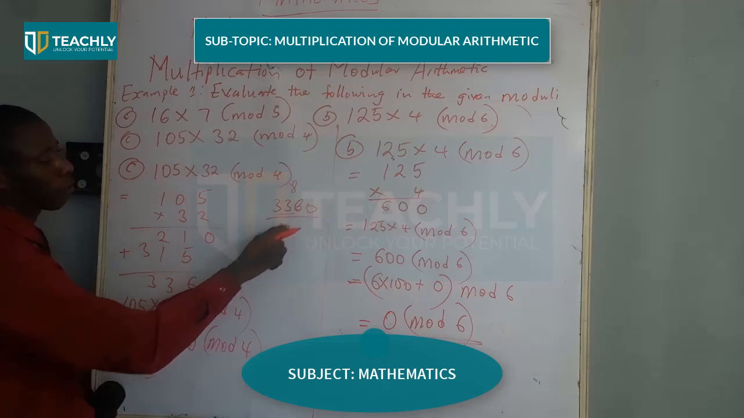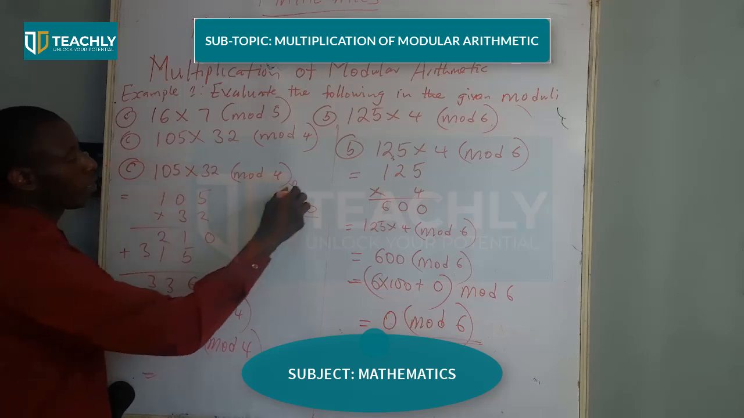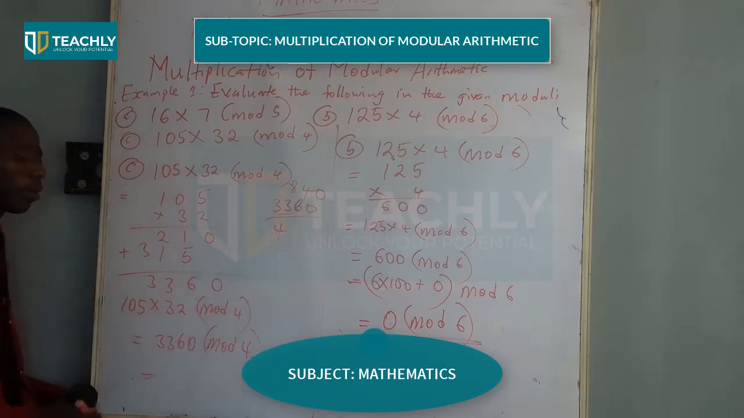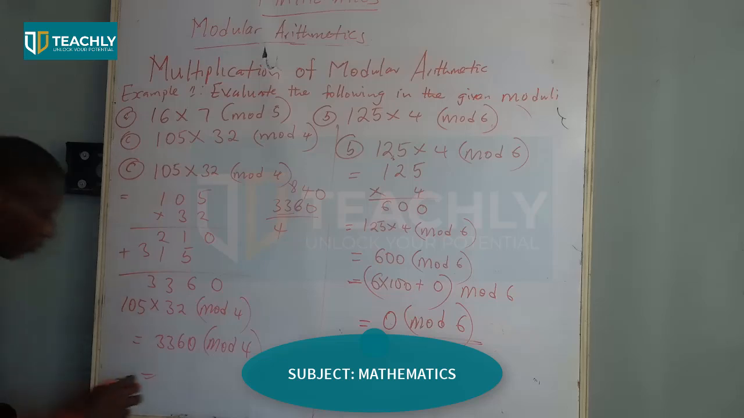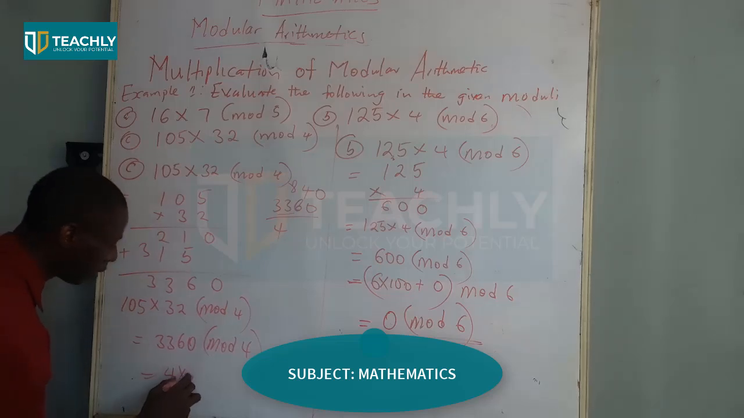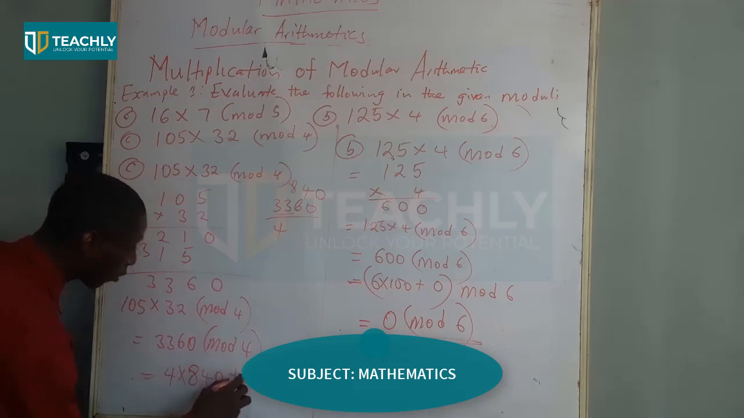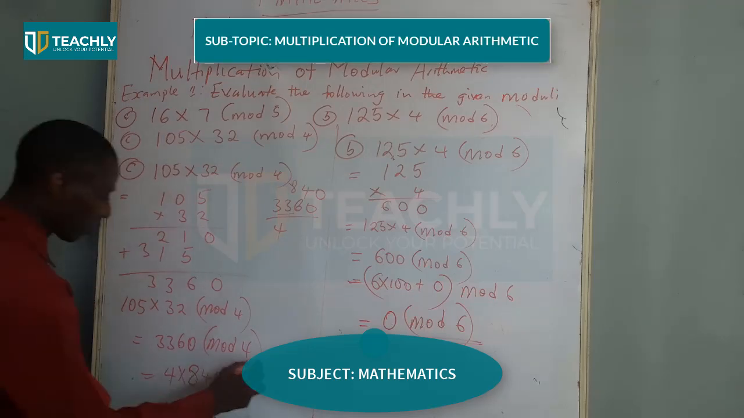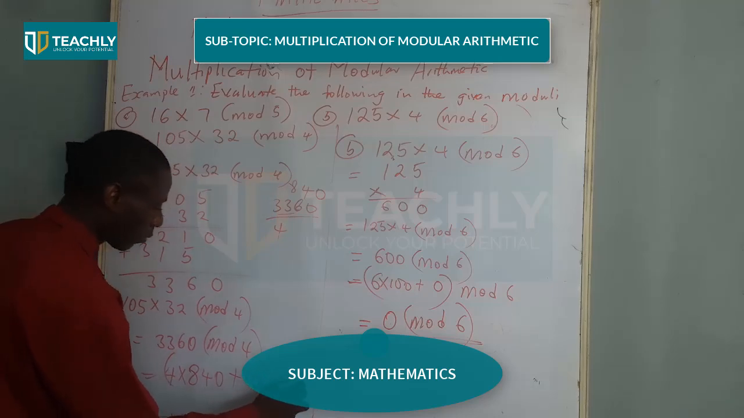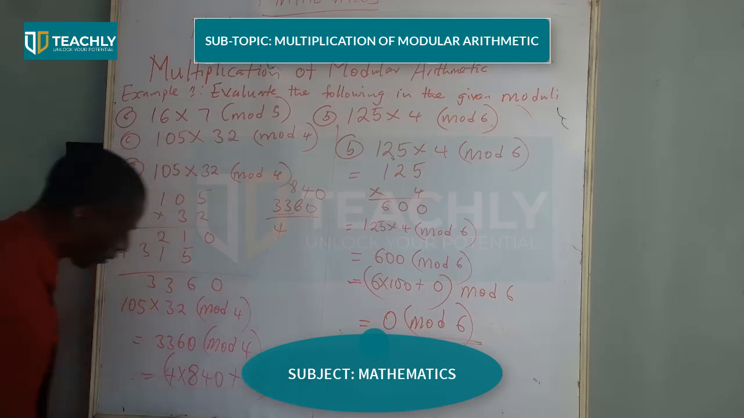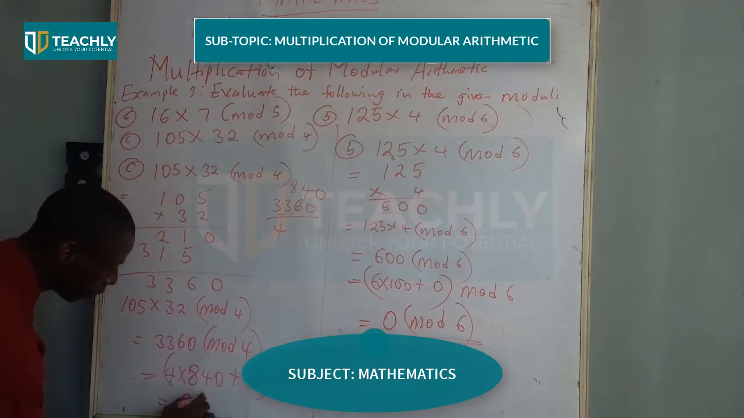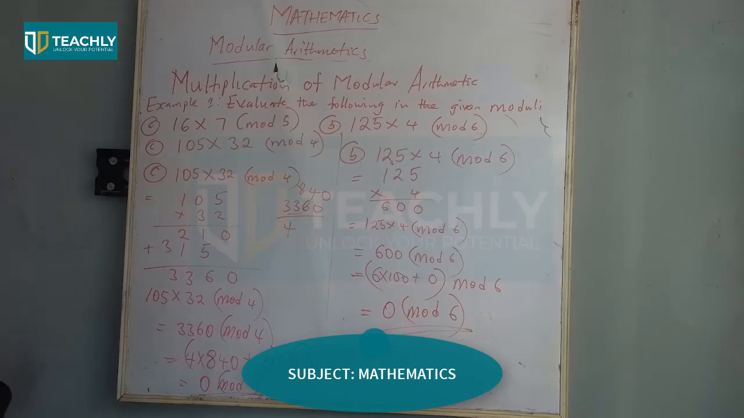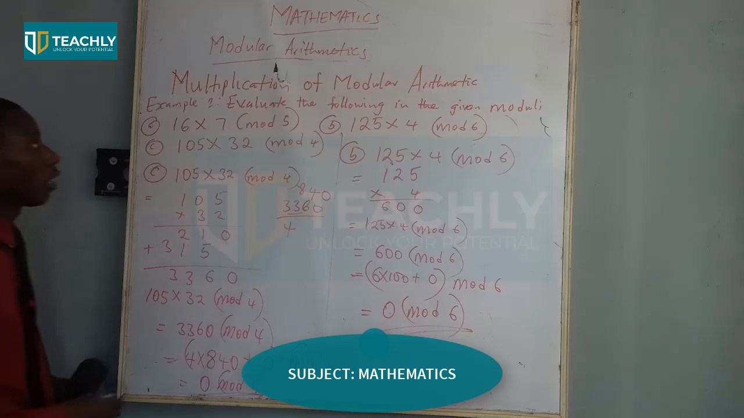16. How many 4s can you find in 16? We can get 4. Then how many 4s can you find in 0? You get 0. So that means you can express your 3360 as 4 multiplied by 840 plus, since there is no remainder there, plus 0. So in that case, modulo 4, your final answer will be the remainder, that is 0 modulo 4. So that is how to multiply numbers in modular arithmetic.